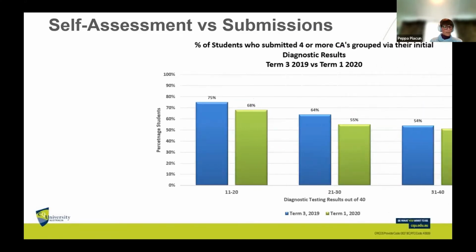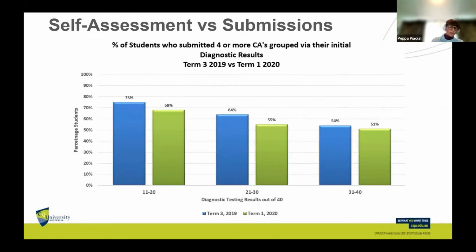So looking at this first very broad graph, which shows the percentage of students who submitted 4 or more CAs throughout the term, grouped by their initial diagnostic testing results. The 3 groups are students with initial testing results ranging from 11 to 20 marks, 21 to 30 marks, and 31 to 40 marks. The testing is out of a total of 40 marks. Something to note, students who scored between 0 and 10 on their diagnostic results were considered outliers to the data set. They only represented between 0 and 2% of the data in each term, so they're not included here.